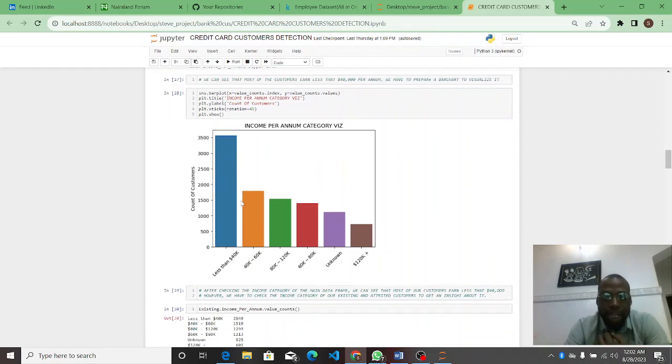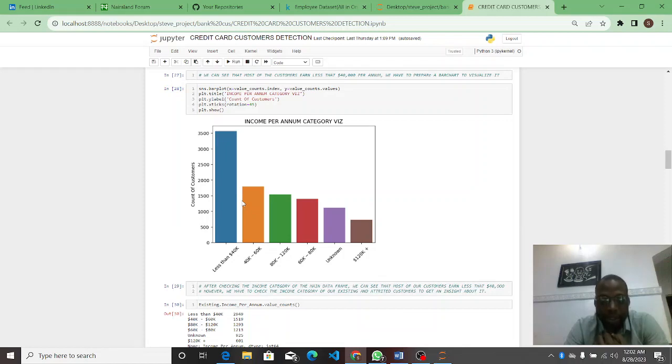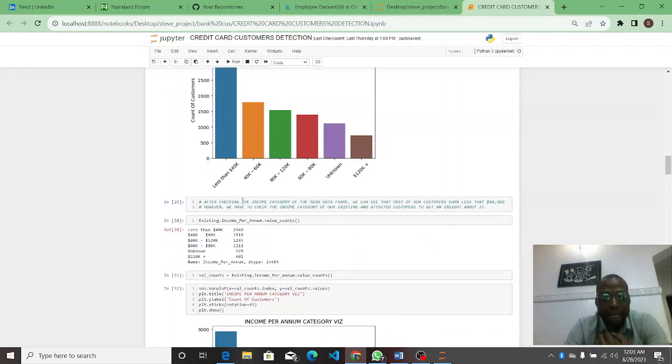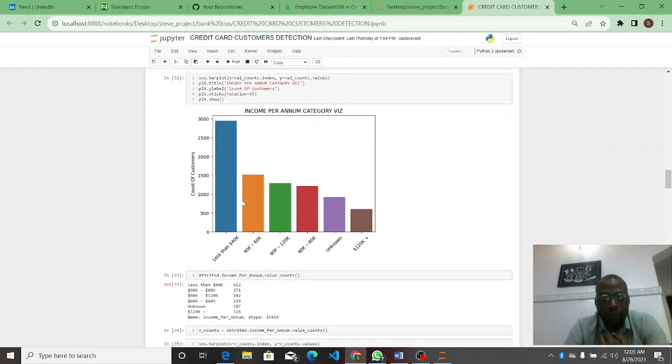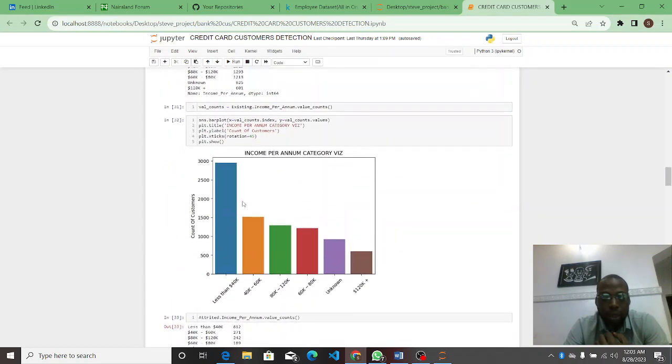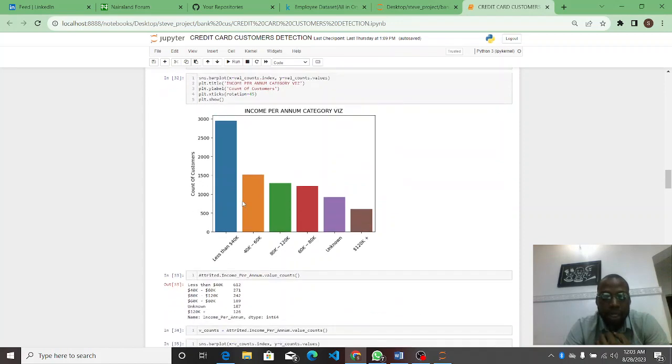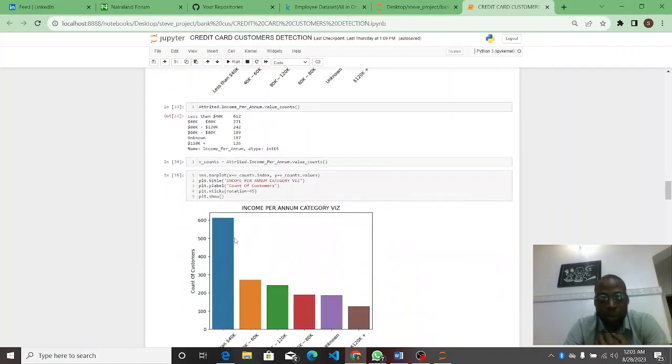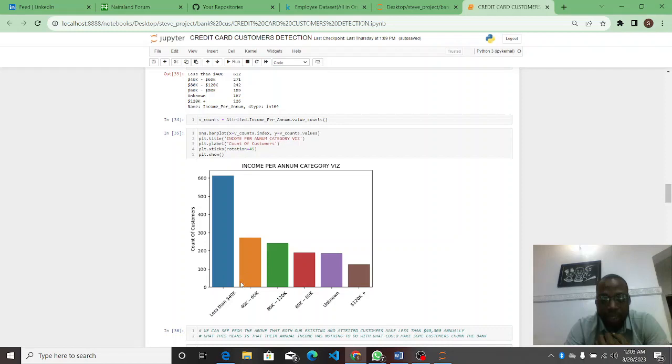This also led me to doing the same visualization with the existing customers and the attrited customers. It turned out that for both the existing and attrited customers, most of them earn less than 40k per annum. So that on its own is something we should keep in our memory database.